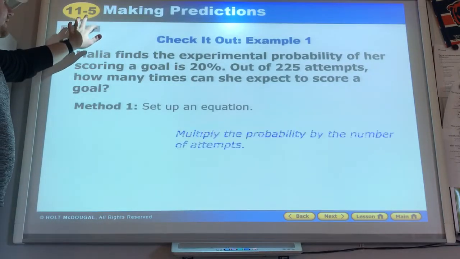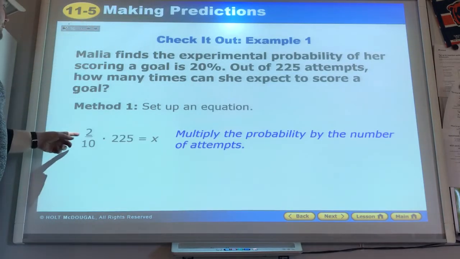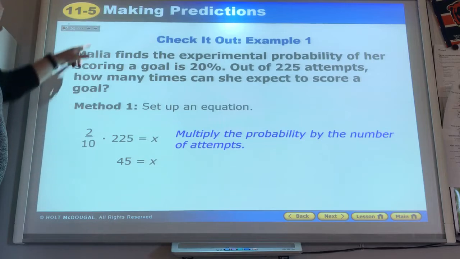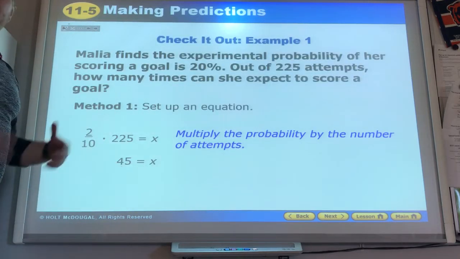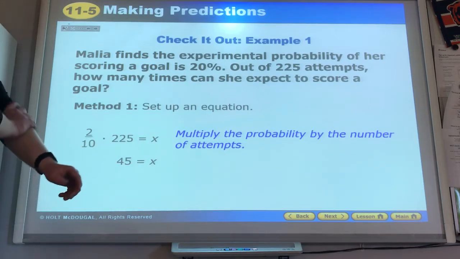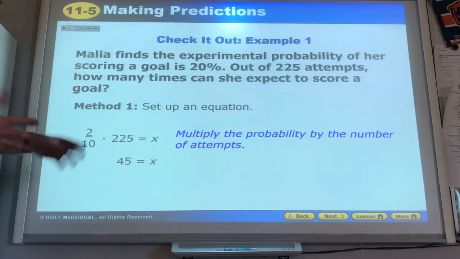So method 1, we can set up an equation. 2/10 times 225 equals x. They wrote 20% as 2/10. And when they did the math, you see they get 45. That's what we got. They changed it to a fraction. We changed it to a decimal. Both do the same thing.